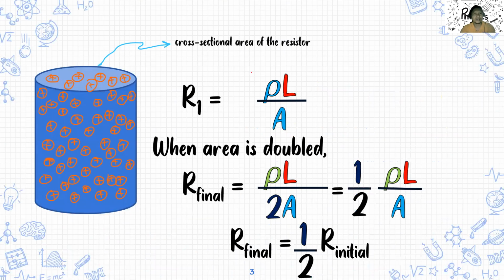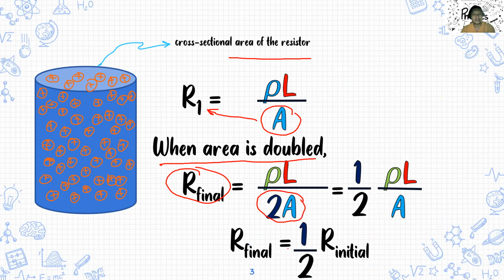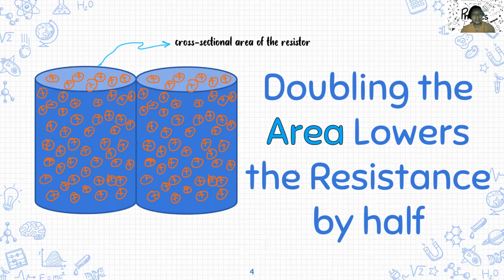So first recall that the cross-sectional area of the resistor is inversely proportional with your resistance. That is why when area is doubled, ang nahitabo sa resistance, nahimo siyang half na lang. Doubling the area lowers the resistance by half, inversely proportional.